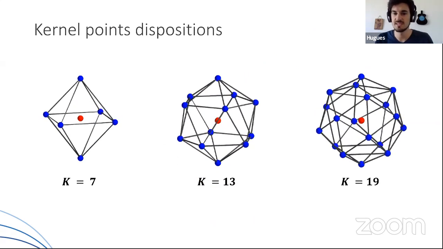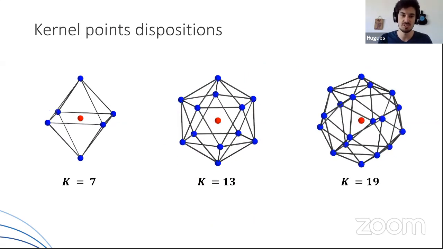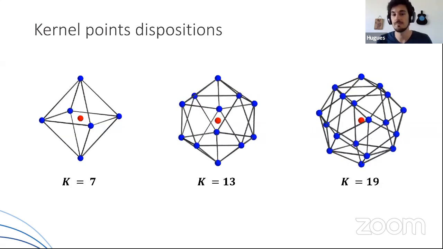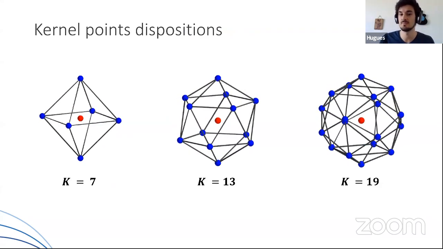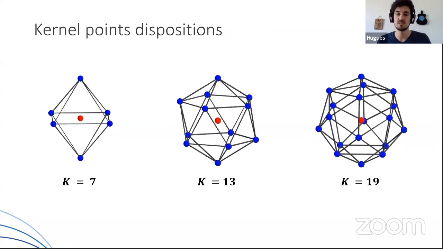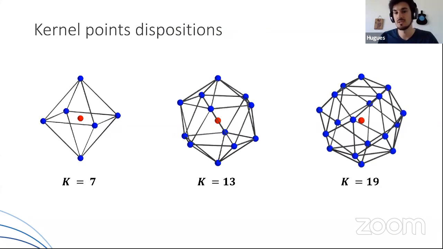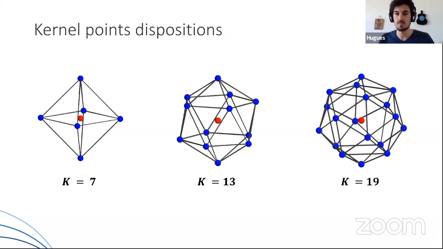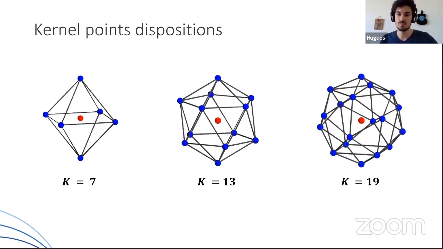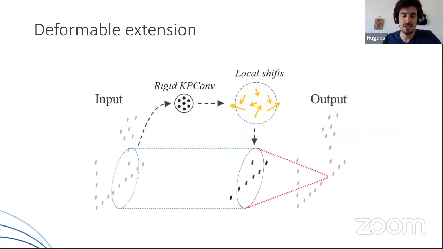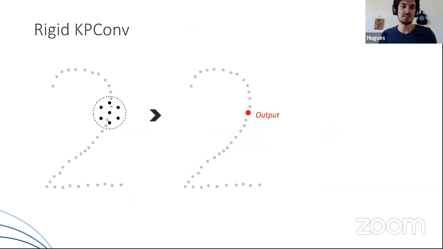So here you have some examples of kernel point dispositions in 3D. The advantage of this is that we can actually choose the number of points that we use in our kernel, as opposed to voxel networks, where you are basically stuck with powers of three. So we can have fewer parameters or more parameters depending on how powerful we want the network to be. The other good thing about having the points defined in the kernel is that we can define a deformable extension. This is just a follow-up to work that has been done on images, and we adapt it to the point cloud.